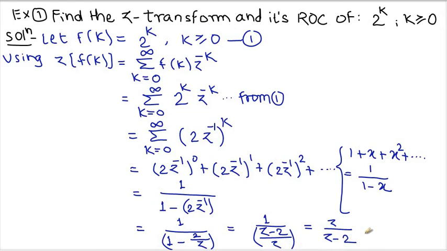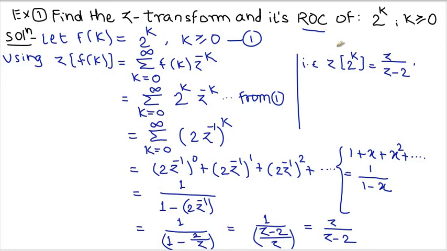Okay, so I will write here, that is the Z transform of the given function, which is f of k. And what is f of k? It is 2 raised to k. So I will write here Z transform of 2 raised to k. This is equal to, its solution is z upon z minus 2, right? And I have to write here the region of convergence. So how can you write this region of convergence?